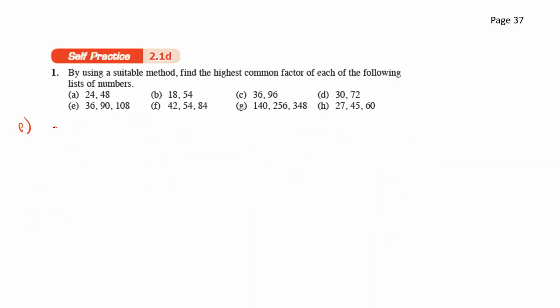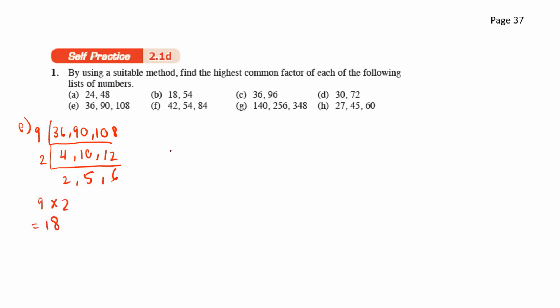For E, we have 36, 90 and 108. So here dividing it by a common factor, we have 9 here. That will give us 4, 10 and 12. So dividing it further, we'll have 2 here. That will give us 2, 5 and 6. But these numbers cannot be divided by a common number. So we have 9 and 2. That will give us 18.